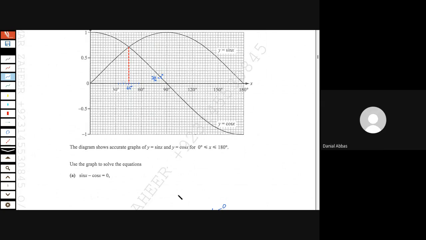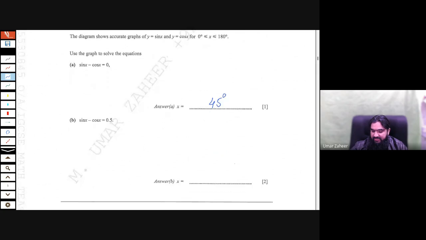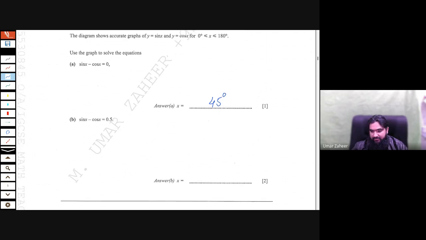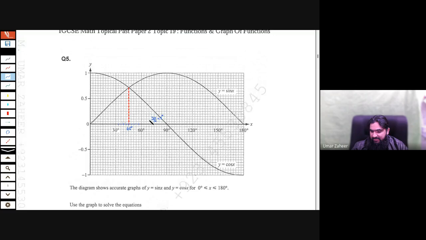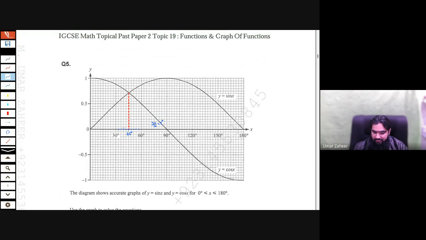In the next part, it says that sine x minus cos x is equal to 0.5. So positive 0.5 means that the sine value is bigger and the cos value is smaller, and the difference is 0.5. Here we have the sine value bigger and the cos value lesser. Here we have cos bigger and sine lesser. So we'll take this portion.